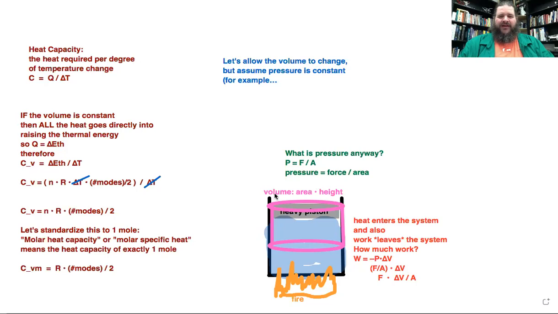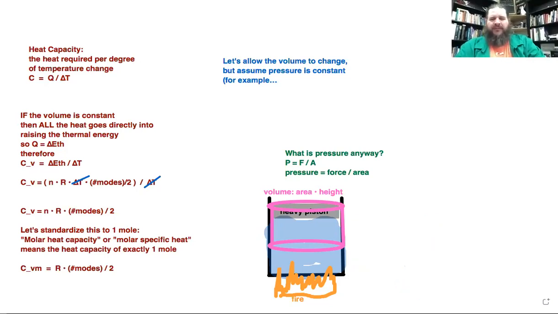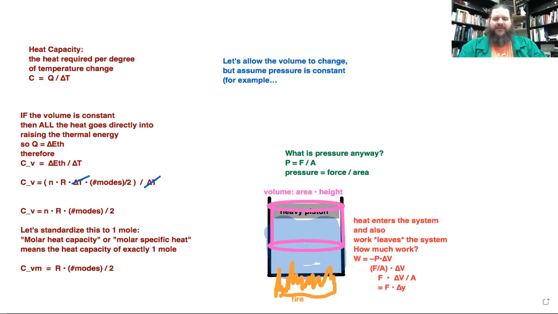But that also means if you take that volume, area times height, and divide by area, what's left? What happens when we take this formula and divide it by area? Yeah, we're left with just height. Or since we're talking about change in volume, that becomes force times change in height. Let's say delta y. So the pressure times change in volume works out to the same thing as force times change in distance or change in position.